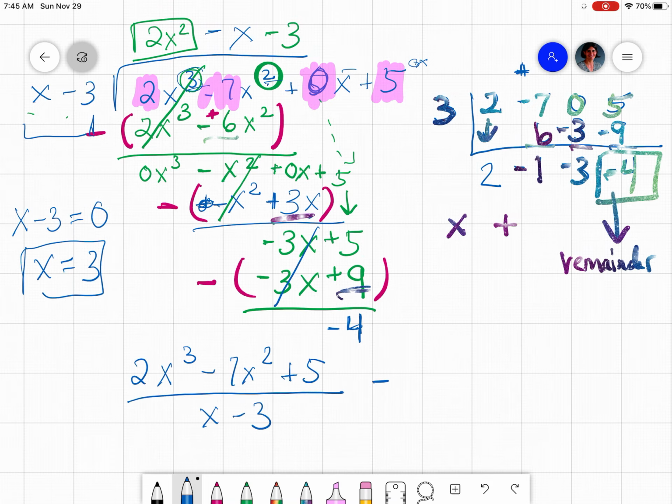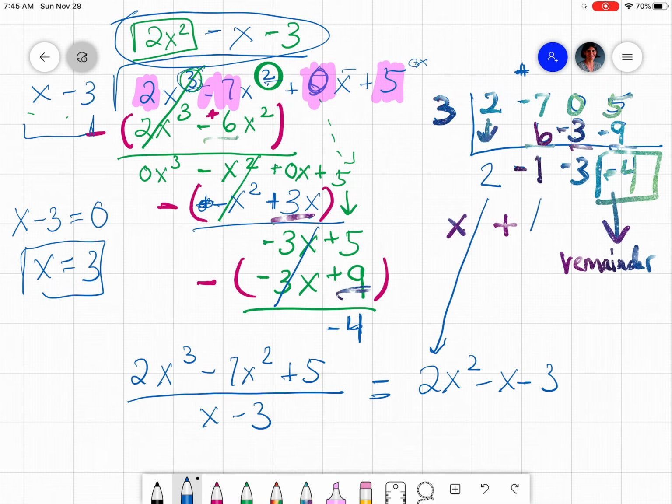I've divided it by x minus 3. And what does it equal? Well, it equals 2x squared minus x minus 3, which I could get from up here, or from these coefficients. And now I just have to deal with that remainder. In this case, it's a negative number, so it's minus 4. And that minus 4 is still being divided by x minus 3 because I haven't gotten rid of it. So this is the remainder.